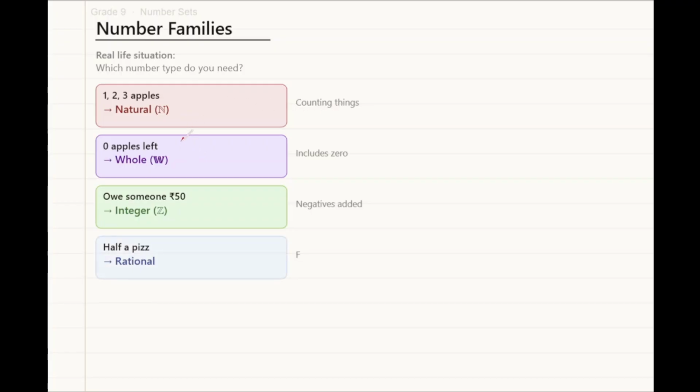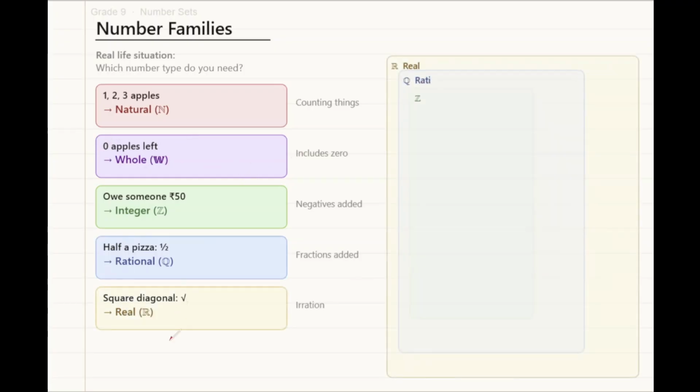Now suppose all your apples are taken, the basket is empty, right? In this case you need 0 to represent that. So the number 0 falls under another family called the whole numbers. The whole numbers contain 0 as well as the positive numbers. We'll see this in detail in the next slide, where I'll be showing you how one family of numbers sits inside the other family.